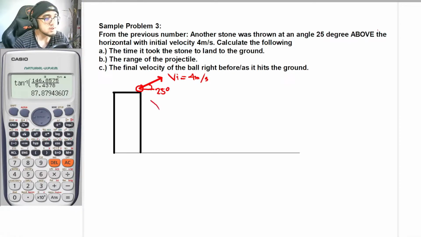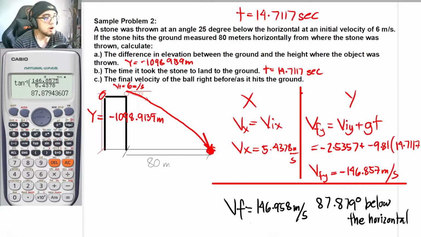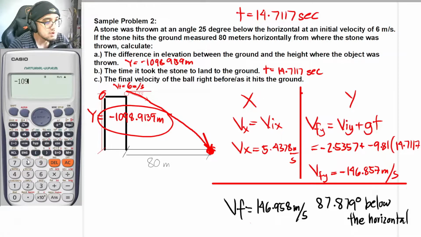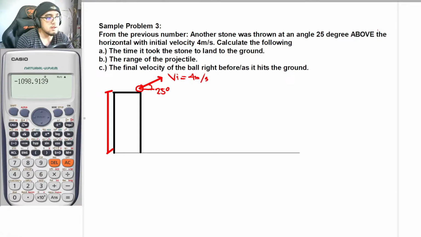However, since this is the same setup as our previous problem, it means that this particular height here is the same height as what we solved last video, and that is this one. So I will just be storing it in my calculator. So negative 1098.9139. So with that, this is now negative 1098.9139 meters.